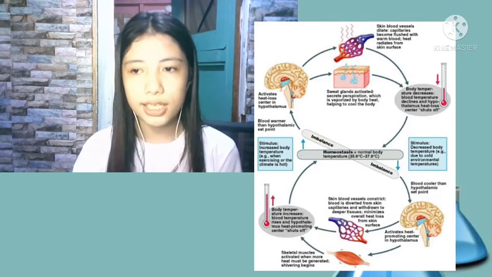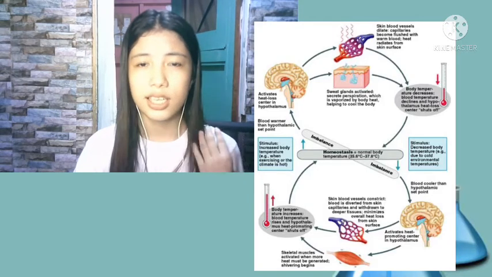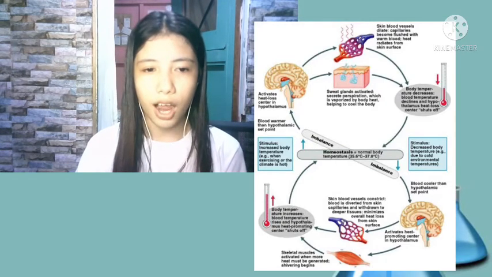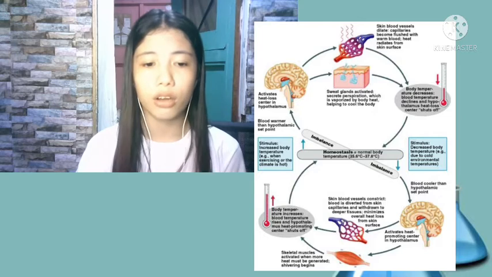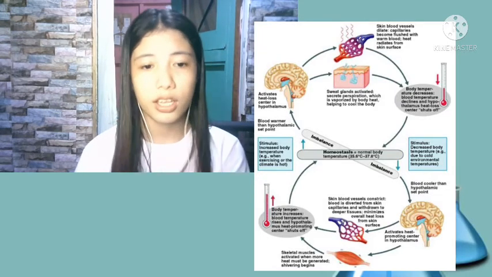So, we can see how homeostasis is important to us. It stabilizes, it balances our body temperature, glucose level, and protects us from infection. Also, it maintains the blood pressure.